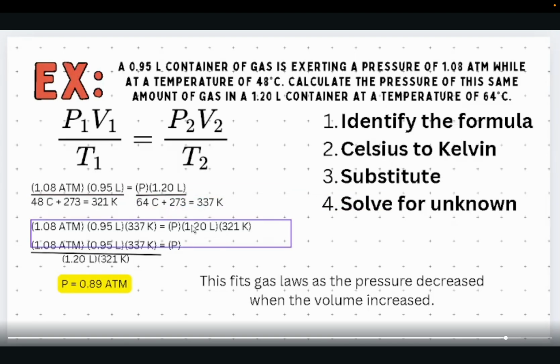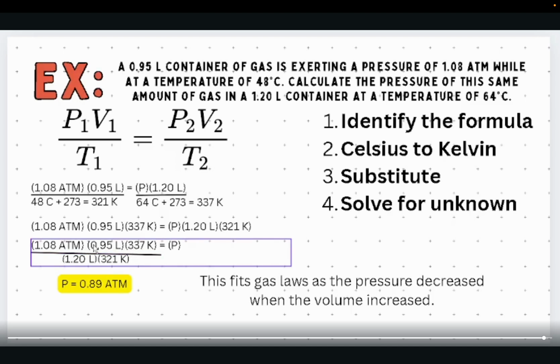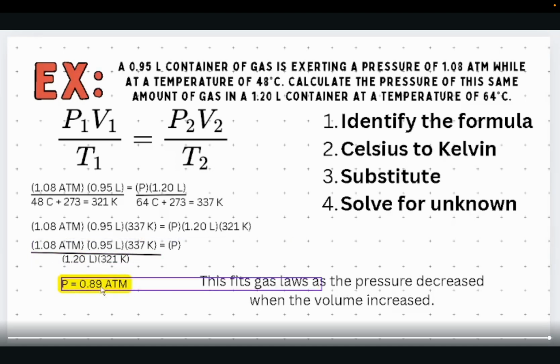T1, which is temperature. P is still not alone, so we have to move this to the other side to isolate the variable. We can see that this is multiplying into P, so we have to do the inverse of that, which is division. So we put that on the other side. And now you just plug all these values into your calculator, and you will get the answer.